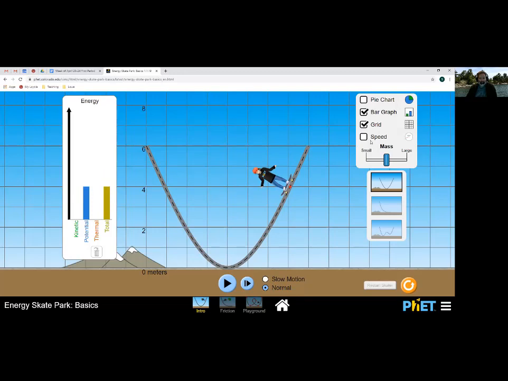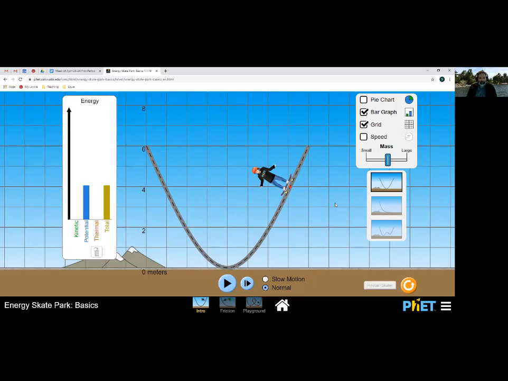gravitational energy. If I lower the mass of the skater, you can see that the potential energy due to gravity has decreased. However, if I increase the mass of the object, you can see that the energy stored in the gravitational field has increased. So the mass of the skater absolutely impacts how much energy is stored in the gravitational field.